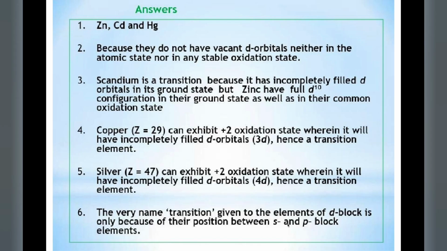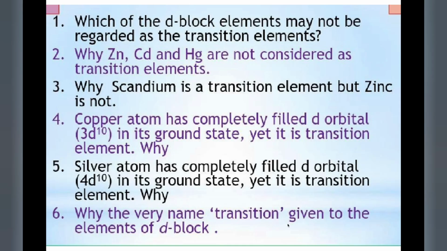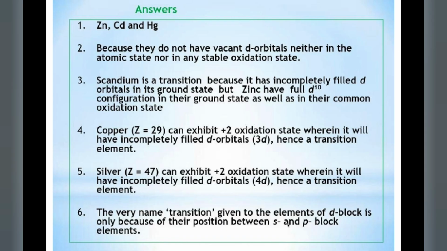Because they do not have vacant d orbitals. What is the condition? They should have incompletely filled d orbitals, but in these cases they don't have vacant d orbitals, neither in the atomic state nor in any stable oxidation state. Now, why is scandium a transition element but zinc is not? As we said earlier, scandium, Sc, is a transition element because it has incompletely filled d orbitals in the ground state, but zinc has a full d10 configuration in its ground state as well as in its common oxidation state.